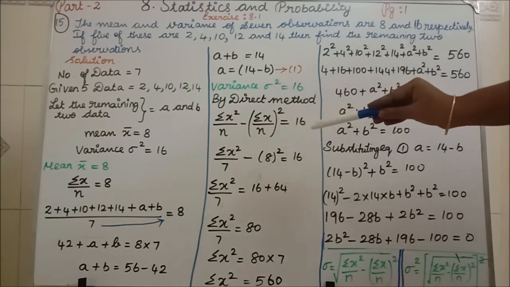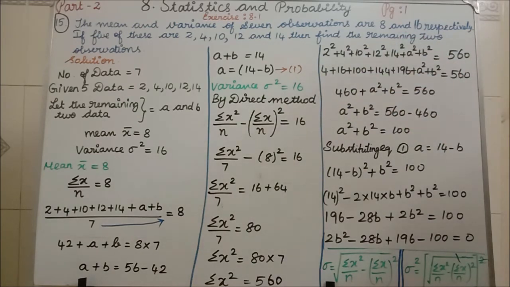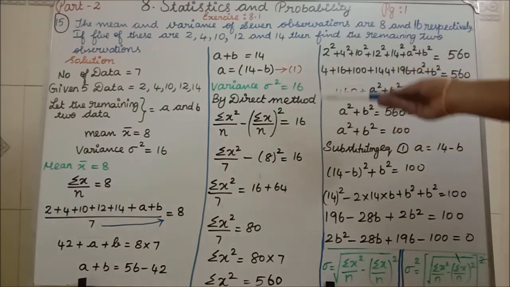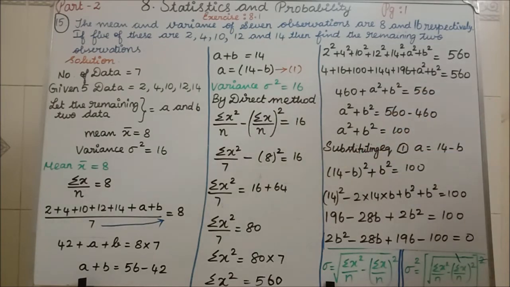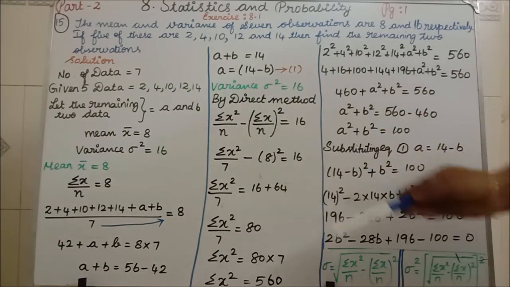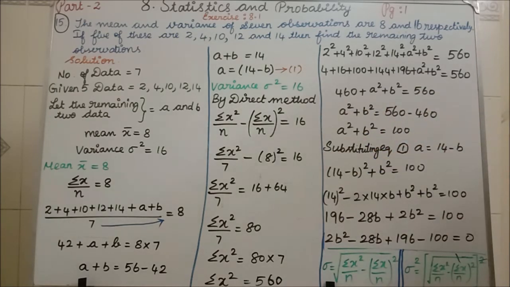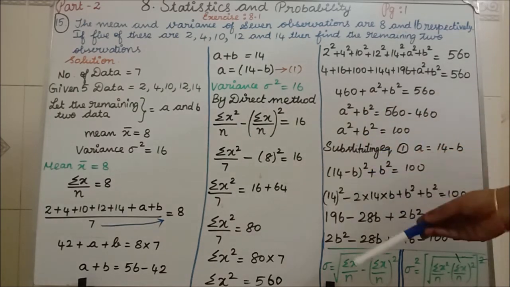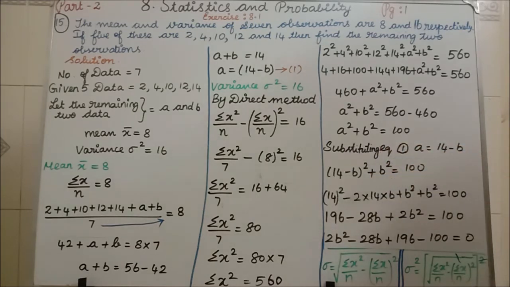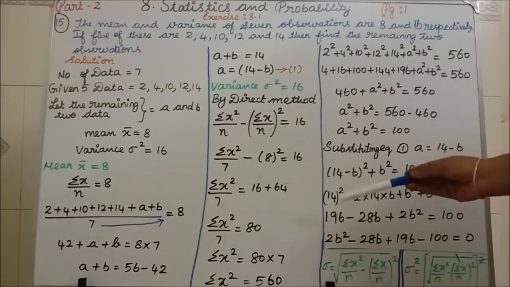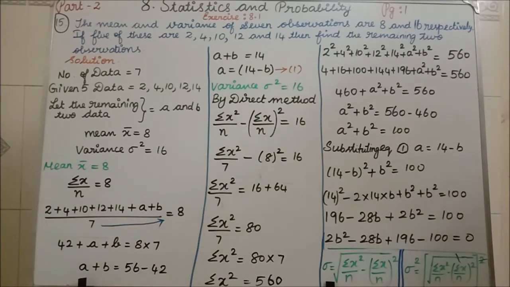The next step, summation x square by 7 is equal to 16 minus 8 square. If it comes to this side, 8 8s are 64, it becomes plus 64. So summation x square by 7 is equal to 16 plus 64 is equal to 80. Summation x square equal to 80 into 7. 7 8s are 56, so summation x square equal to 560.